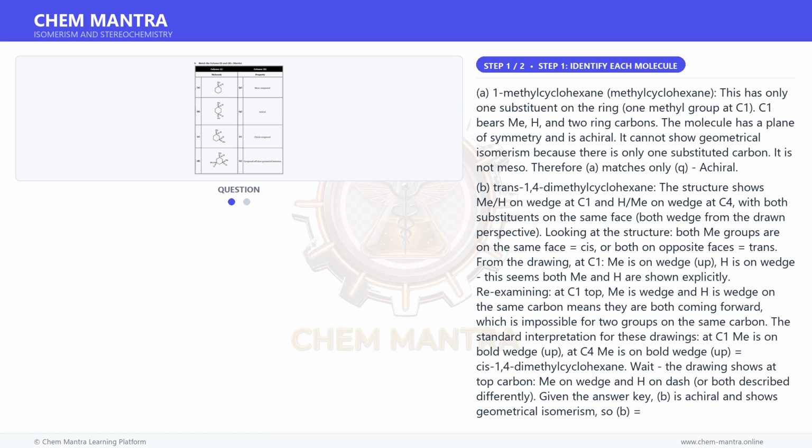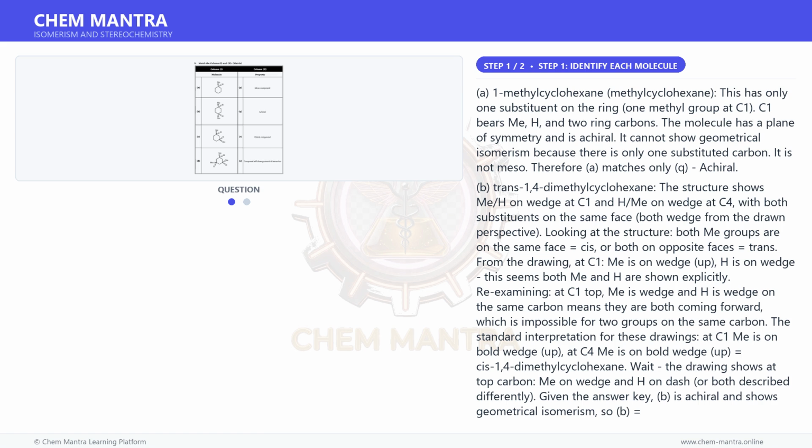1,3-dimethylcyclohexane has an internal mirror plane of symmetry through C2 and C5, making it achiral. It is actually a meso-like compound for the ring. It shows CIS and trans geometrical isomerism. So, C matches Q and S. Note, trans-1,3-dimethylcyclohexane is achiral due to an internal plane of symmetry bisecting the ring.